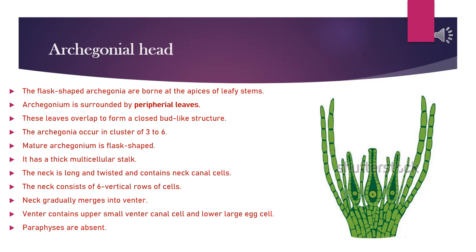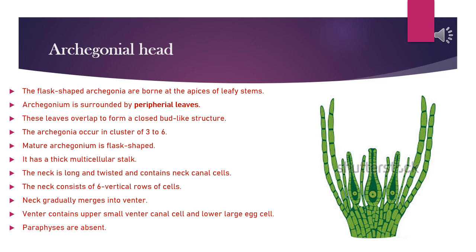The archegonia is the female reproductive structure. As I said, the plant is dioecious, so within the same plant the male and female reproductive structures will never be borne. They will arise from different plants. The archegonia is a flask-shaped structure borne at the apex of the leaf stems. Leaf stems are nothing but the gametophytic phase. Then the archegonium is surrounded by perichaetial leaves, as you can see in this picture. These leaves overlap to form a closed bud-like structure. The archegonia occur in clusters of 3 to 6.